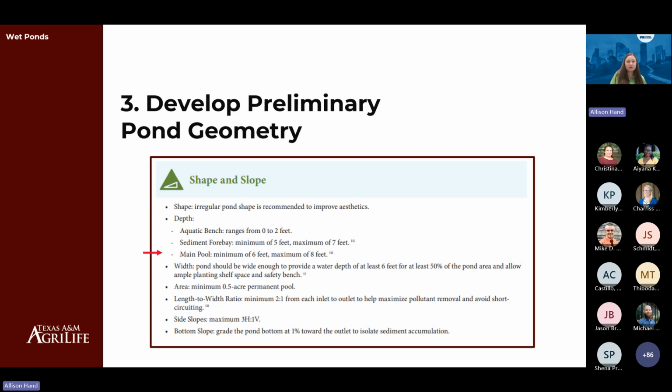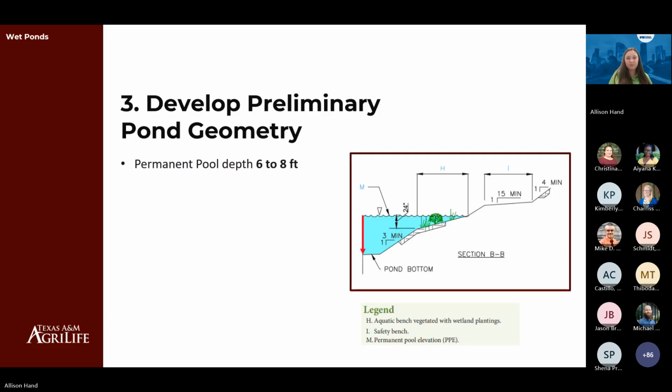The main pool depth should be between 6 to 8 feet deep. It can't be any deeper to avoid anaerobic and odorous conditions, and we wouldn't recommend going shallower to avoid murky pond coloring. Okay, so permanent pool, 6 to 8 feet.